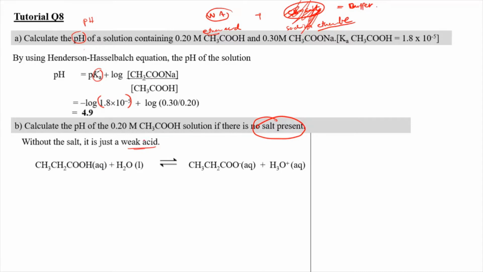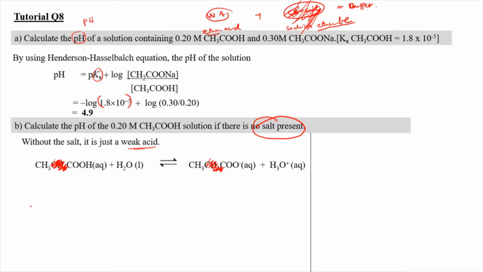So we have the CH3COOH aqueous. So we're going to put that here. And then we're going to produce CH3COO minus aqueous plus the H3O plus aqueous. So there is an addition of H into H2O to form H3O plus.